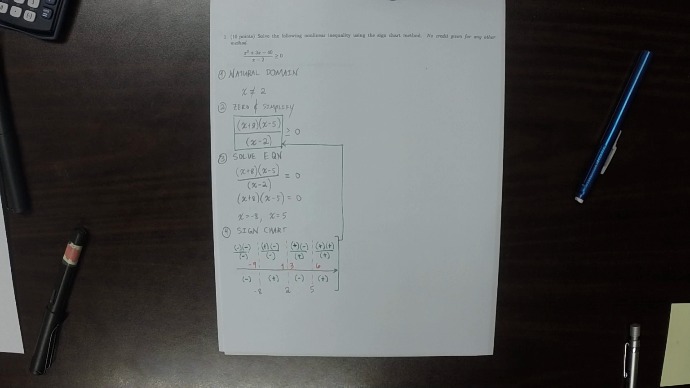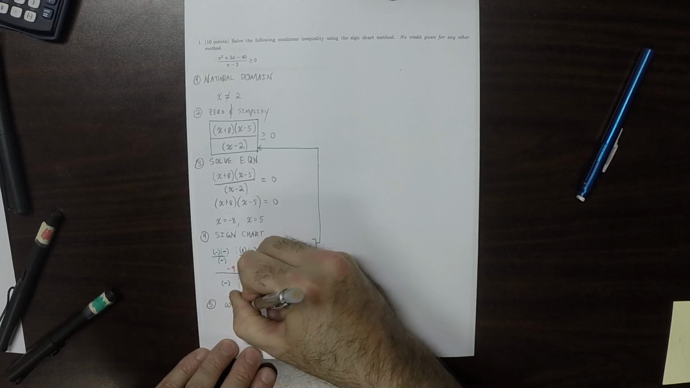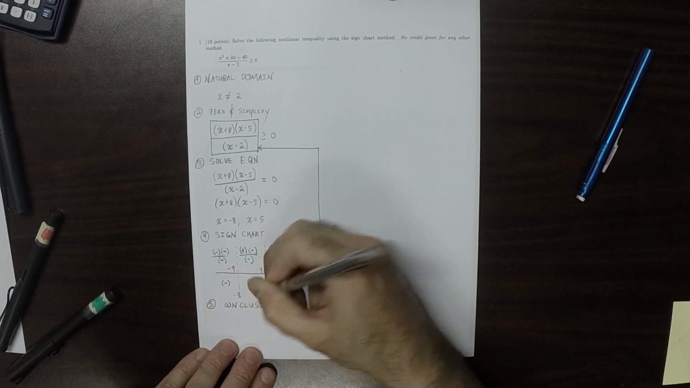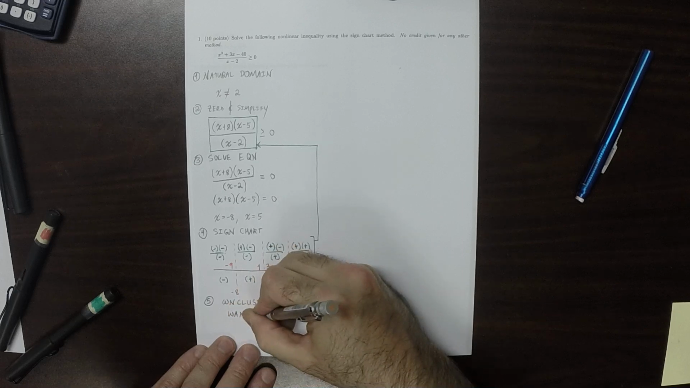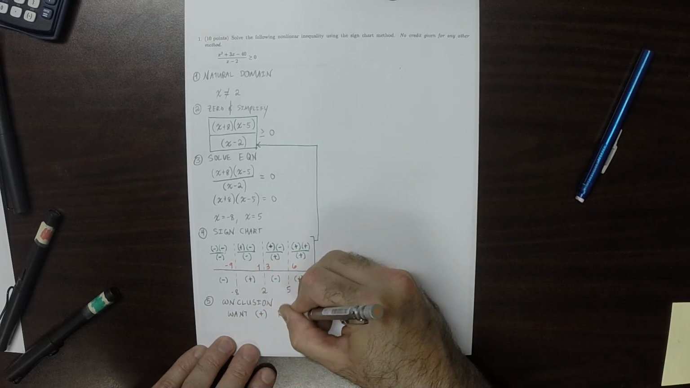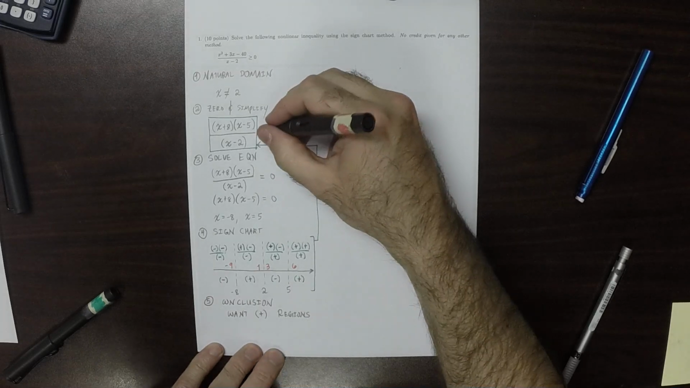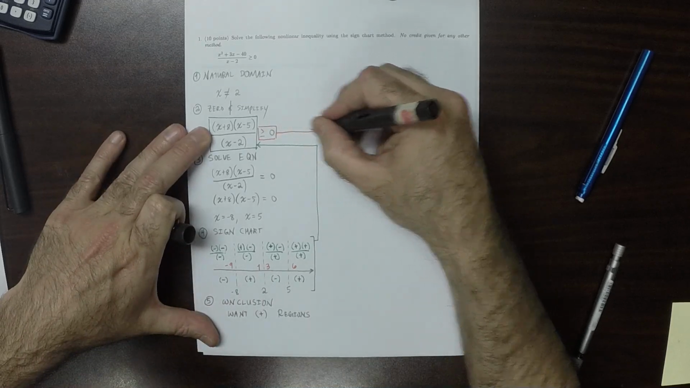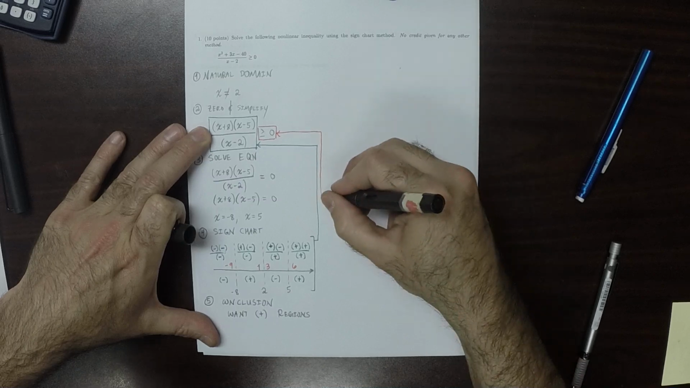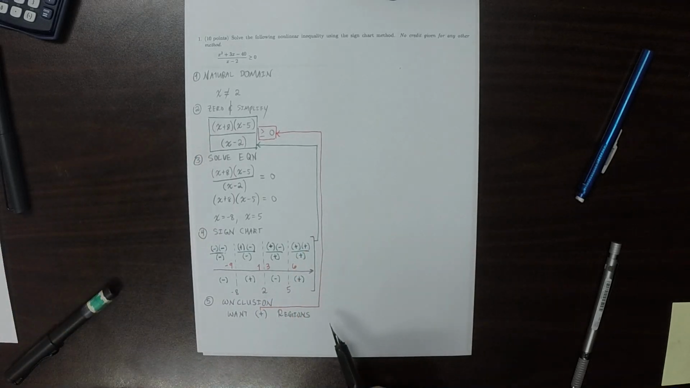Okay. Now that we've made the sign chart, we're in a position to make a conclusion. So we want the positive regions. We've labeled all the regions as being positive or negative, and we want the positive ones because that is saying that we are looking for where that expression is greater or equal to 0. So that's why we want the positive ones.